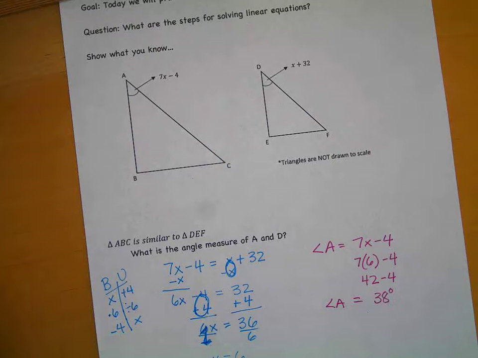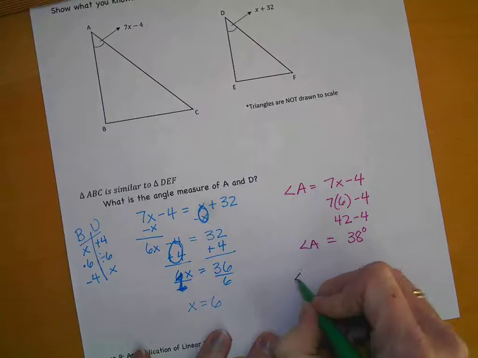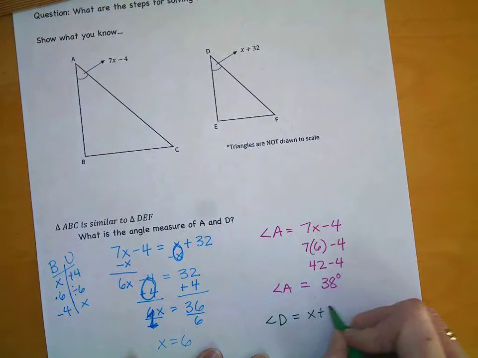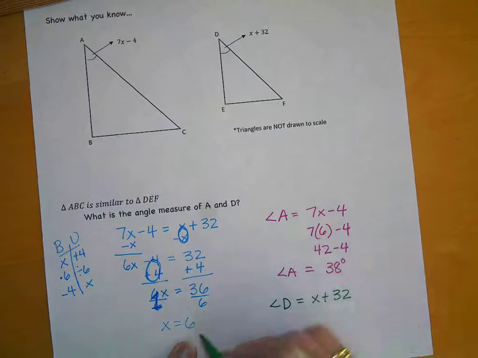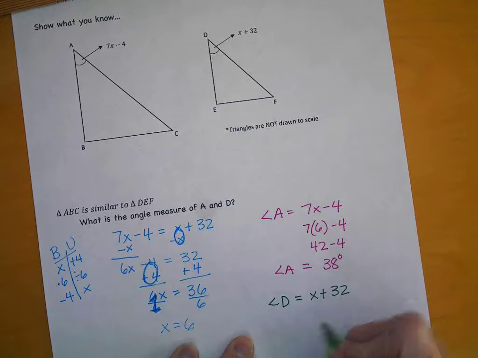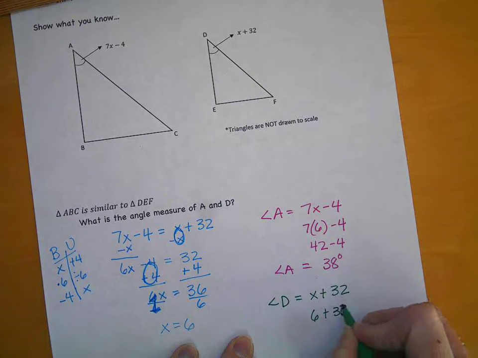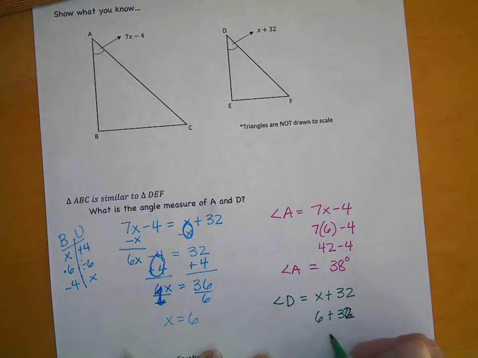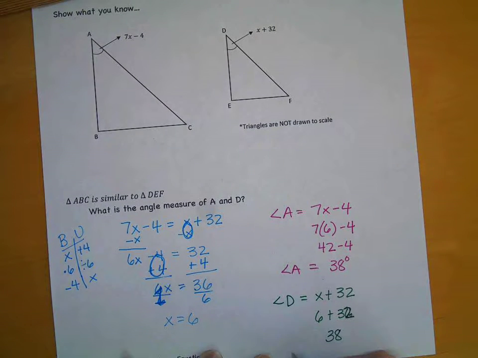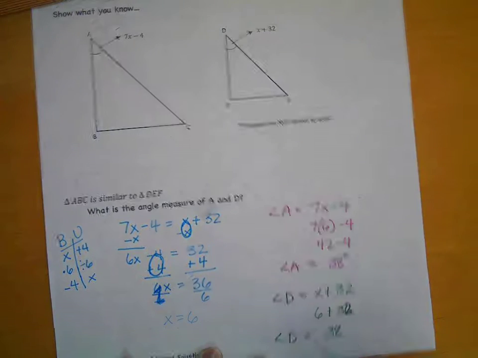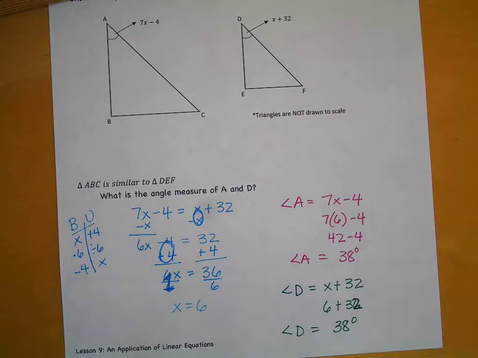Okay, and then I also have to find that for D, because it says right next to it that it needs the angle measure for angle D. So I'm going to do the same thing. According to the picture up here, angle D is x plus 32. So I'm going to substitute the value of x in. So I actually have 6 plus 32, and I know that 6 plus 32 equals 38. And so angle D is equal to 38 degrees.